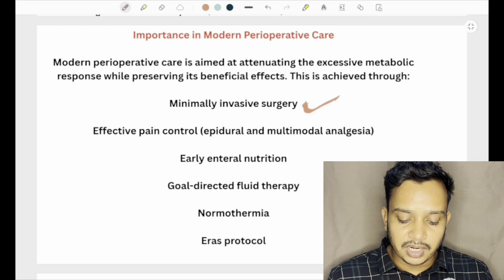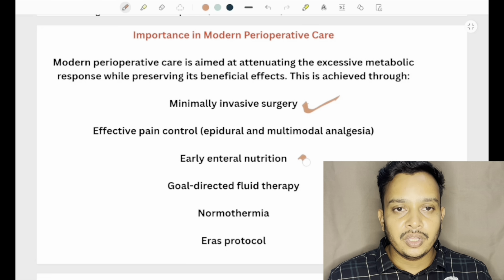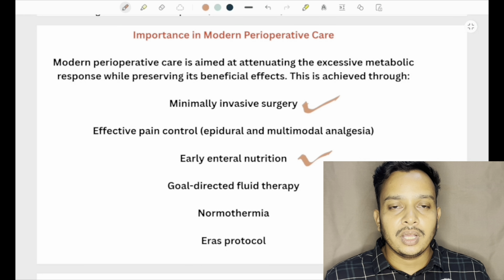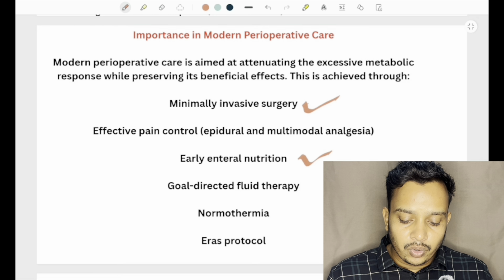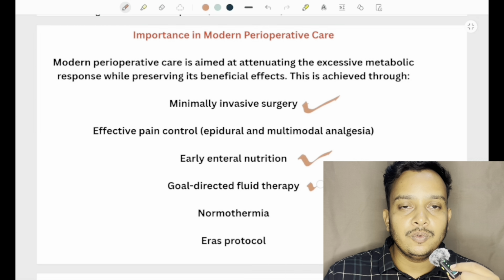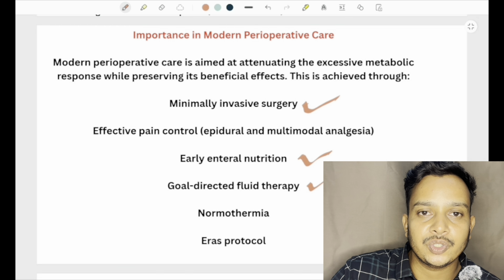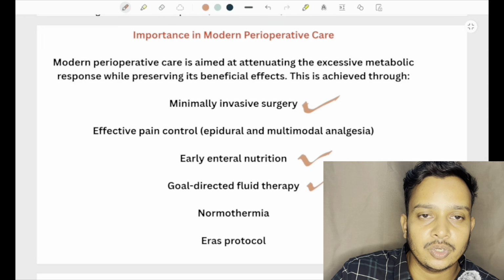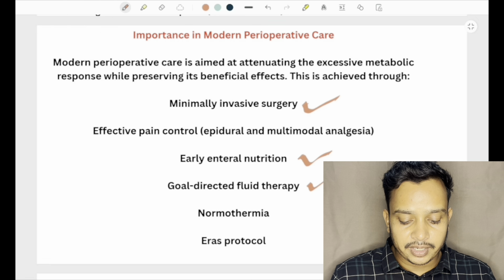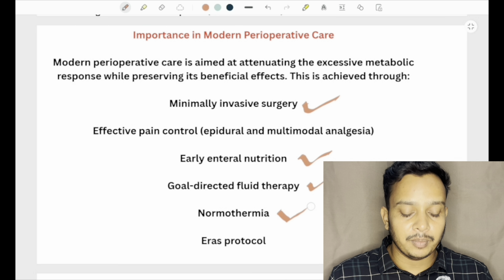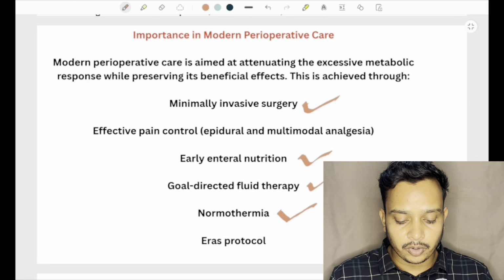And we can also start the patient on early enteral nutrition so that the patient does not go into an under-nutrition state. We should also not infuse excessive fluids, so that the patient does not get post-operative ARDS or post-operative peripheral edema, so we maintain goal-directed fluid therapy. The patient should also not be in a hypothermic or hyperthermic state, so we maintain normal temperature.